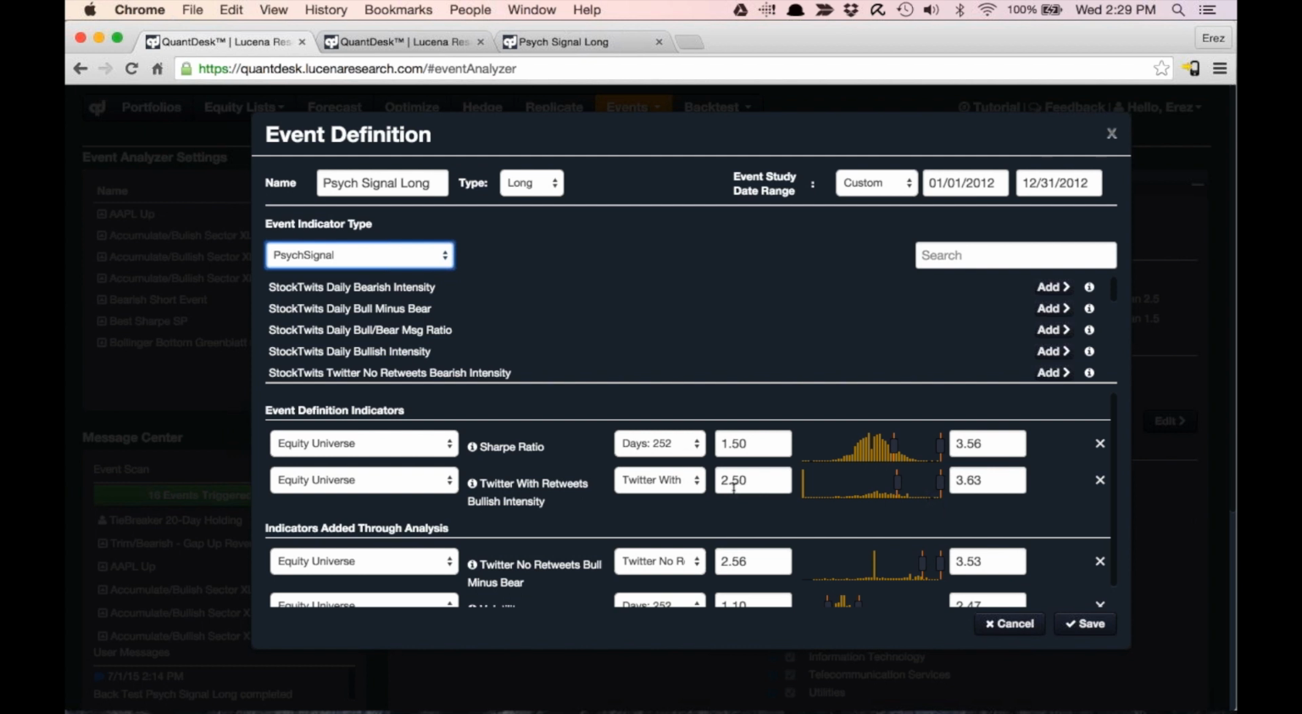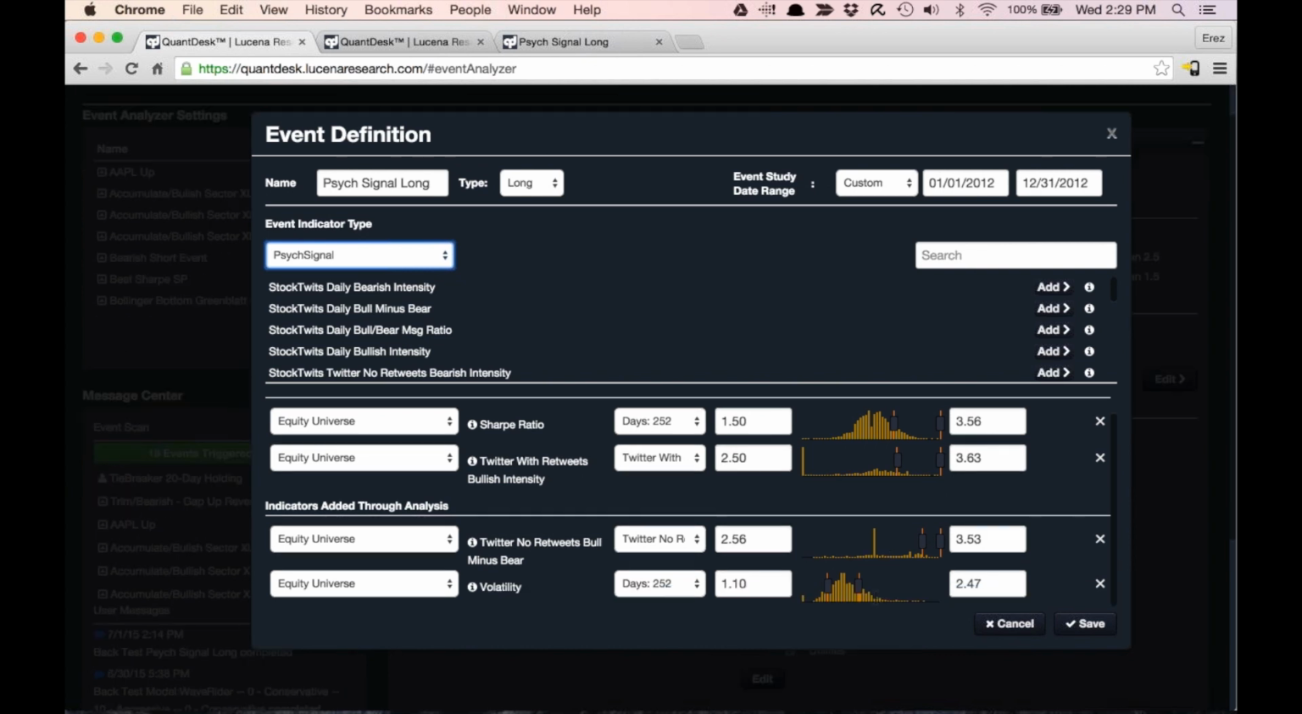And we can run, of course, over time to see which stocks out of our S&P 500, which is our whitelist universe, have met the criteria, that is Sharpe over 1.5 over the last 252 days and had a Twitter with retweet bullish intensity stronger than the average on the upper quadrants of the various ranges that are available. There are, of course, other indicators as well.